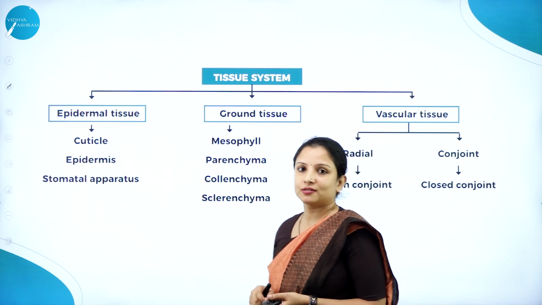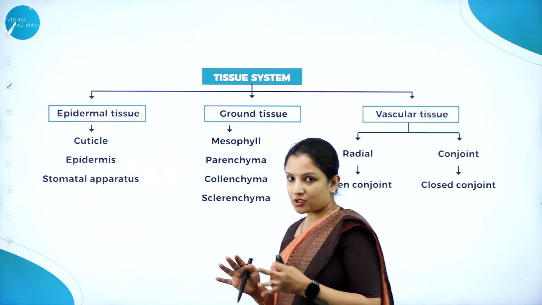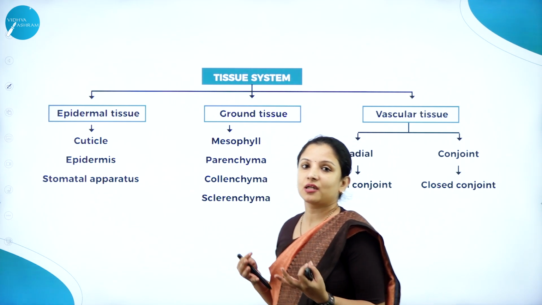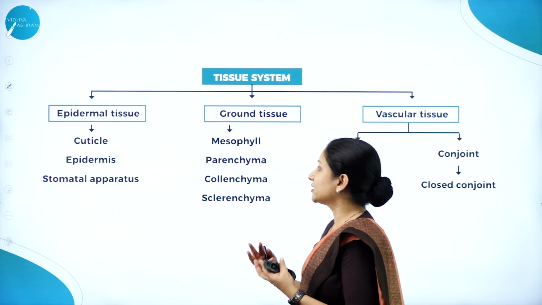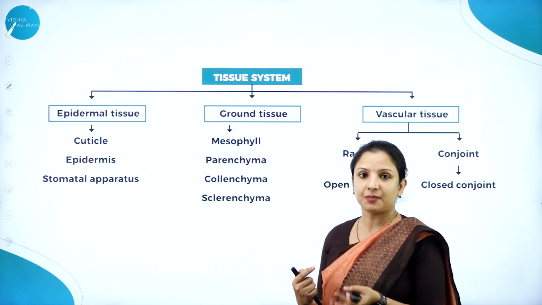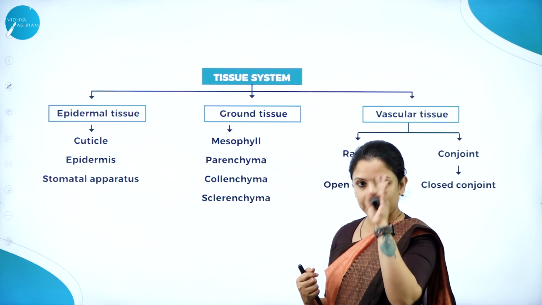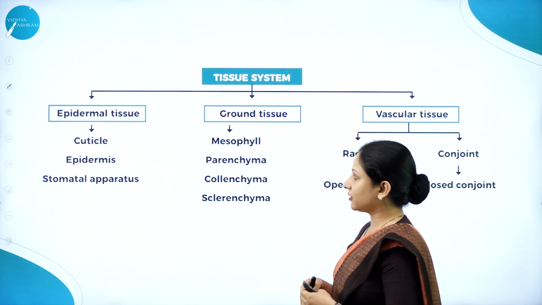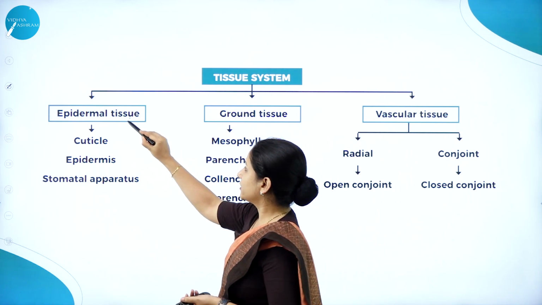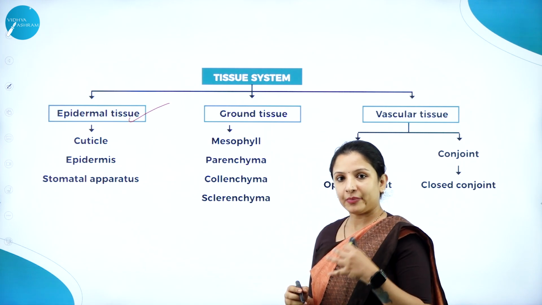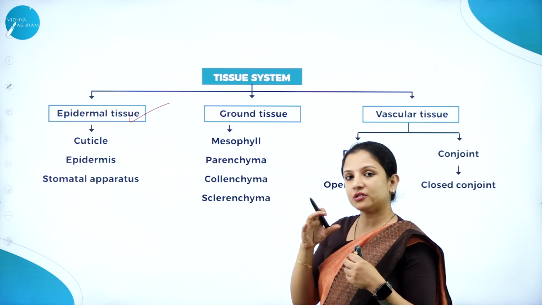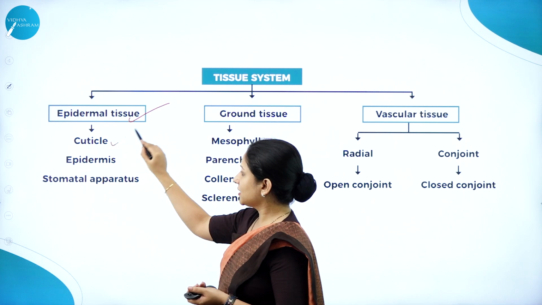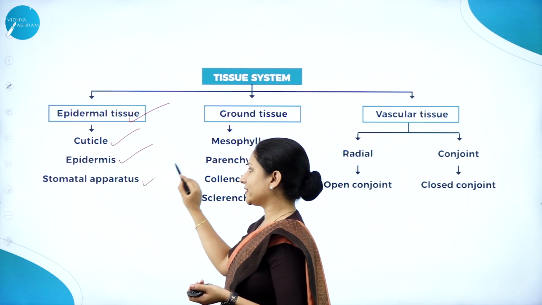So starting with the synopsis, we have to learn about the tissue system. Tissues are nothing but a group of cells. So what are the different tissue systems that are present in the plant? Starting from the beginning, the outermost tissue layer covering is the epidermal tissue. And the epidermal tissue consists of the cuticle, the epidermis and the stomatal apparatus.